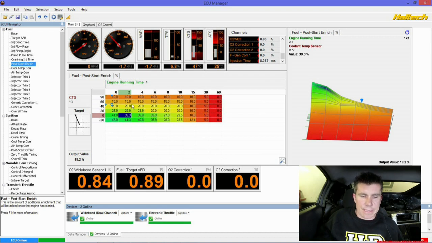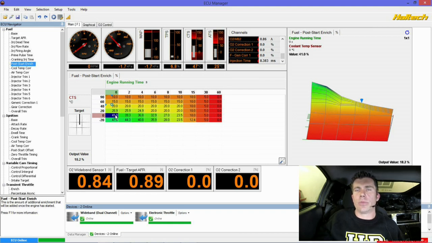Again, we've got a 3D table. This time on our horizontal axis, we've got engine running time, so how long the engine's been running for after it started. And we've got our coolant temperature on our vertical axis. And what you can see is at low temperatures, we've got quite a lot of enrichment. So as I say, that works in conjunction with our warm-up enrichment table.